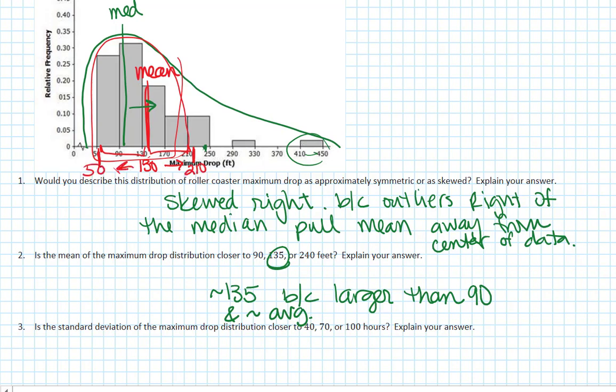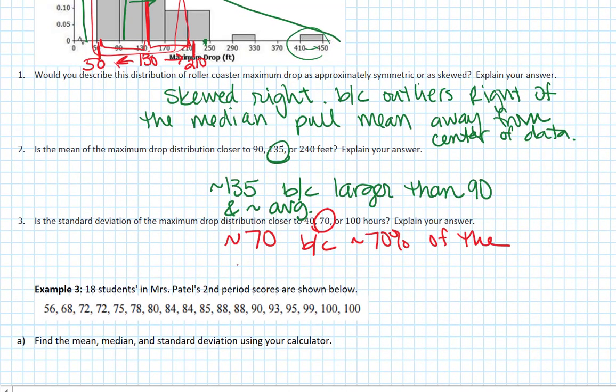It looks like it's going to be closest to 70, because about 70% of the data is 135 plus or minus 70.